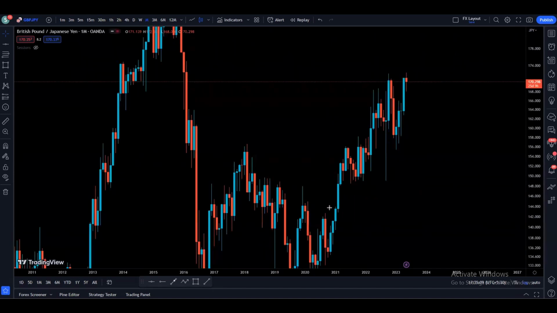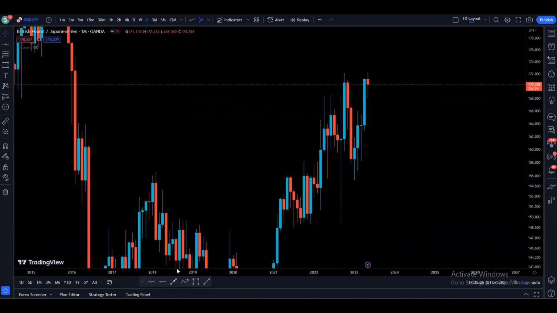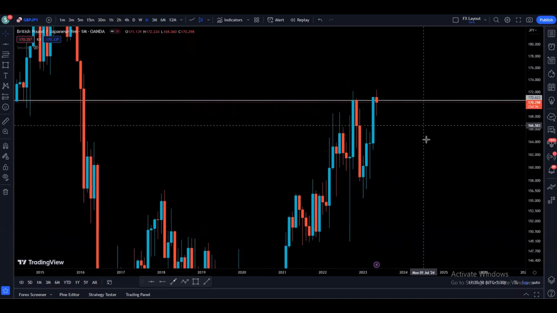Now GJ on the monthly time frame, we can see that the price is bullish because we are making higher highs and higher lows. As you can see, we created a high, higher low. After that we created a high, higher low, and right now the price is kind of retesting the previous high created by the price. So we are bullish on the monthly time frame. And also we can see that we have the last monthly candle close bullish above this resistance.